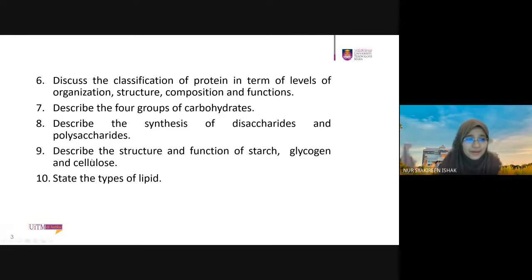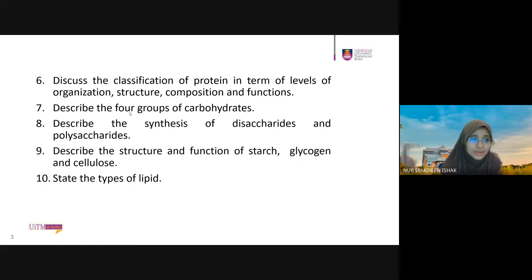Okay. So number 7, describe the 4 groups of carbohydrates. So yang ini 4 groups ni, the monosaccharides, the disaccharides, and then you have the oligosaccharides, and then you have the polysaccharides. Polysaccharides such as starch and glycogen, which are storage carbohydrates. So starch is the storage carbohydrate found in plants. Glycogen is the storage carbohydrate found in animals.